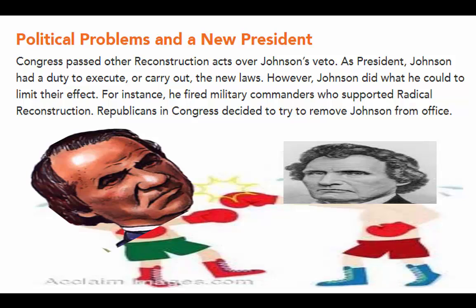Question 35. What events happened between President Johnson and Congress that showed they did not have a good working relationship? Well, Congress was passing laws that they knew Johnson didn't like. Johnson would veto those laws, and then Congress would override those laws, so they weren't working together. Furthermore, as payback, sometimes Johnson did what he could to get them back. For example, firing some of the military commanders who had supported radical Reconstruction. So they clearly were not working well together.